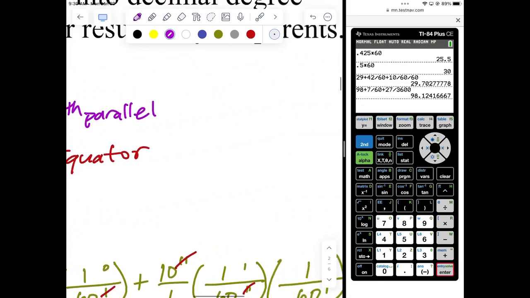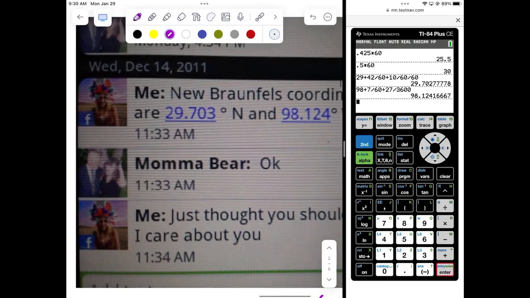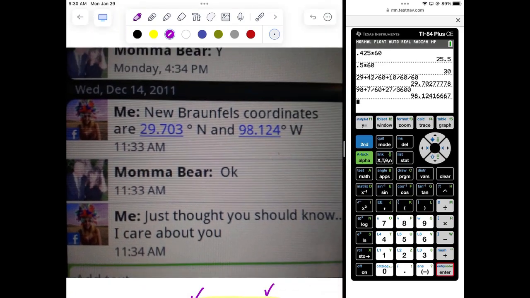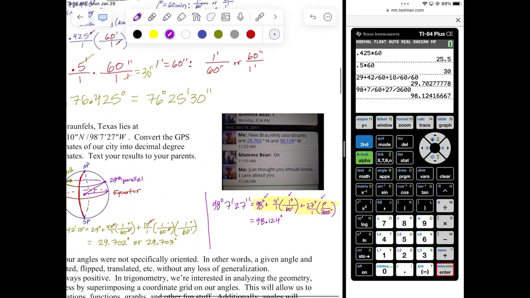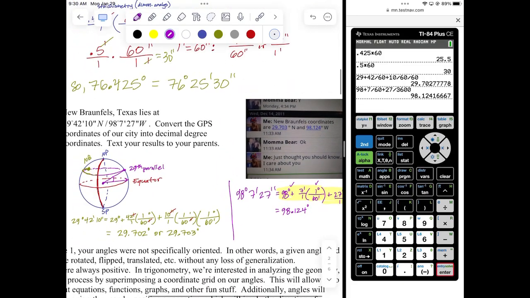Here's what happened another time with Mama Bear. "Hey, New Braunfels coordinates are this," and they showed up as hyperlinks. And Mom said, "Okay, I just thought you should know because I care about you." See, so if you would like to at this point, if you want to take out your phone and text your parents what the decimal coordinates are of New Braunfels, Texas, here they are. It's 29, right? You can say, "Mom, the coordinates are."